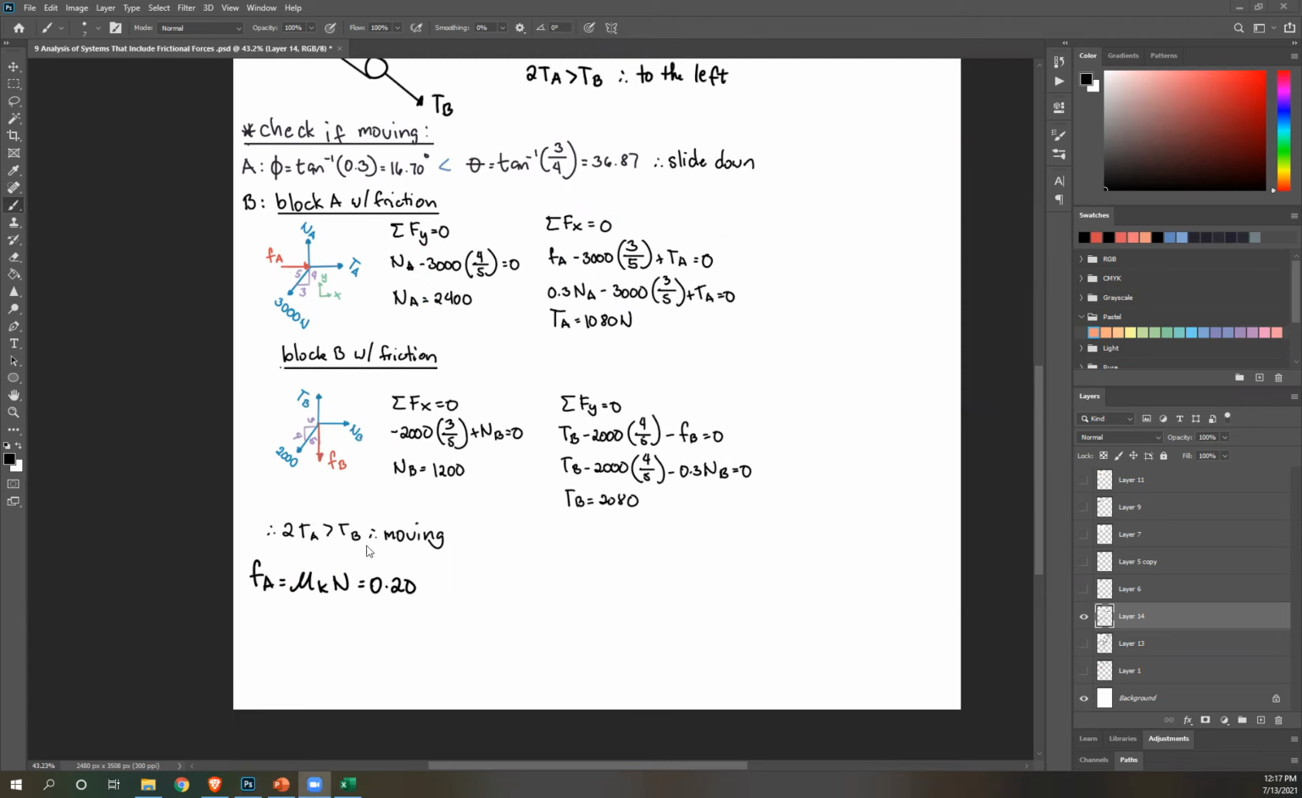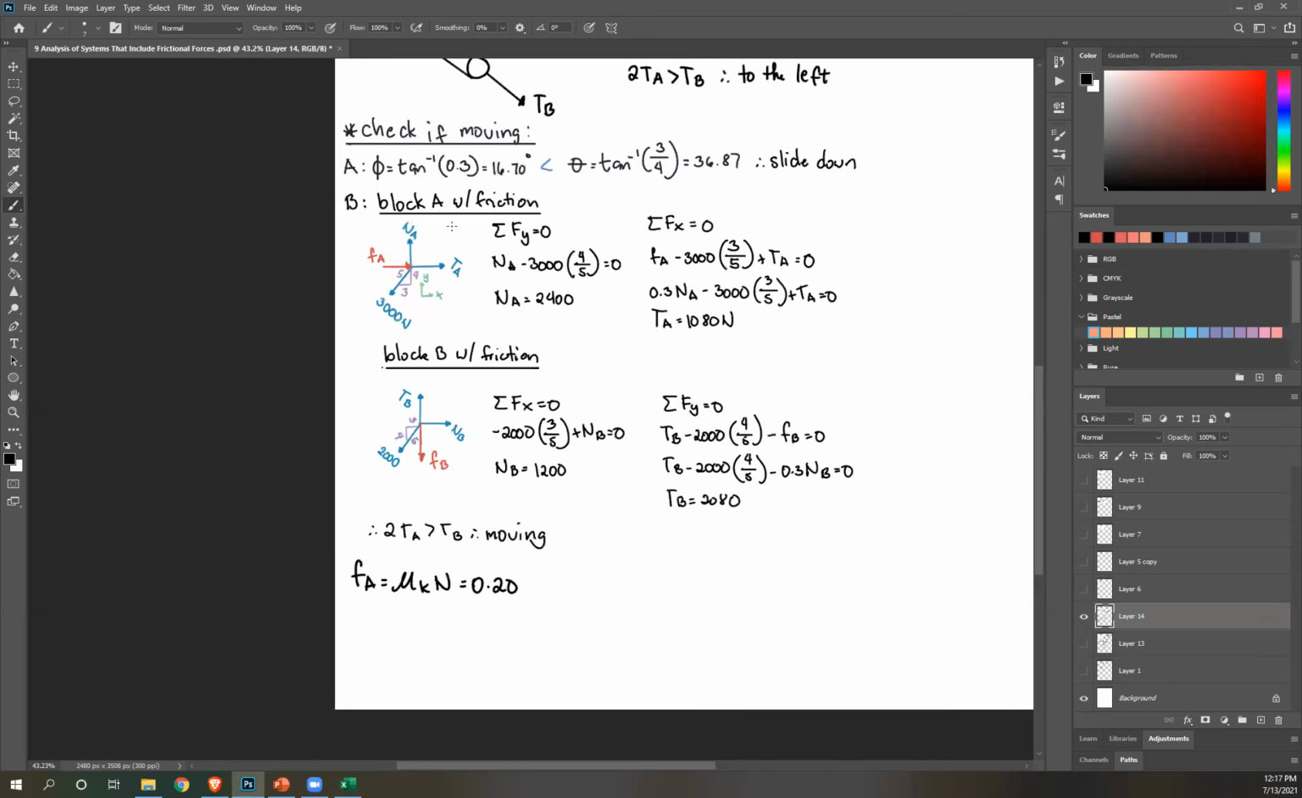But what about N? What's NA? It's still this. Okay, why? Because whether it's moving or not, this is still the value of 2000 of your normal force because it's not dependent on your friction. As you can see in our equation, it doesn't include friction. That's the reason why I rotated my axis so that the axis of friction will cancel out. Okay, so that means N is also 2,400.